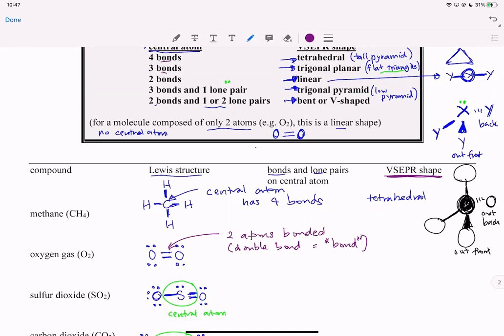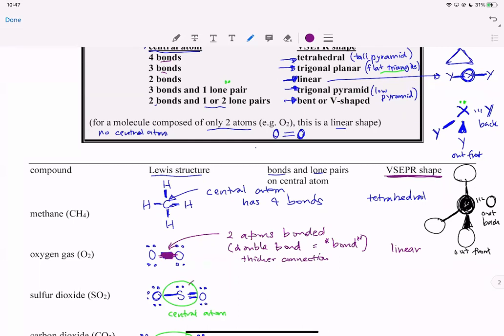But this double bond is like a single bond, but it's thicker. So it's a thicker connection between those 2 atoms. Whether it's a double bond or a triple bond, that doesn't mean they're going in 2 different directions or 3 different directions. It just means it's a thicker connection between those 2 atoms. So the VSEPR shape when you have 2 atoms bonded is just linear. And it's really just two oxygens bonded together very, very strongly in the double.